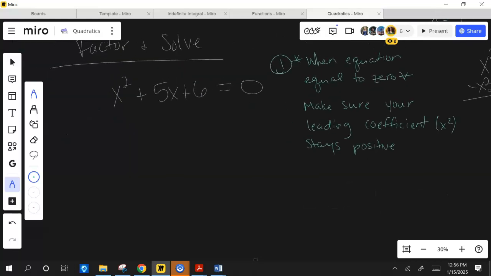Okay. The original. The one we're running an example through. I was just showing you if it didn't equal 0 to start. That's right. Okay. Step 2. Factor. So ready, set, go. Factor that one. It's one extra step from what we've been doing.